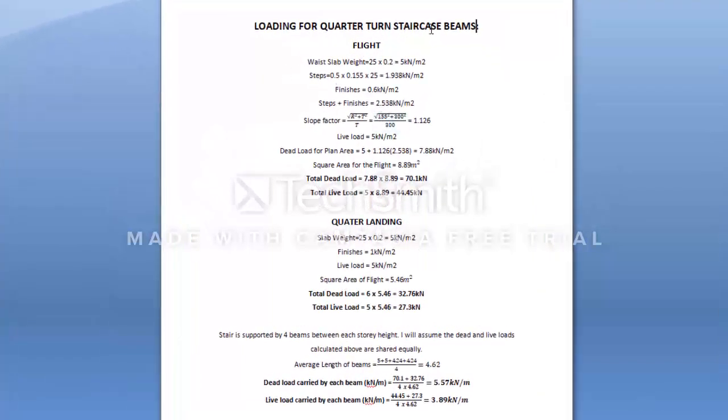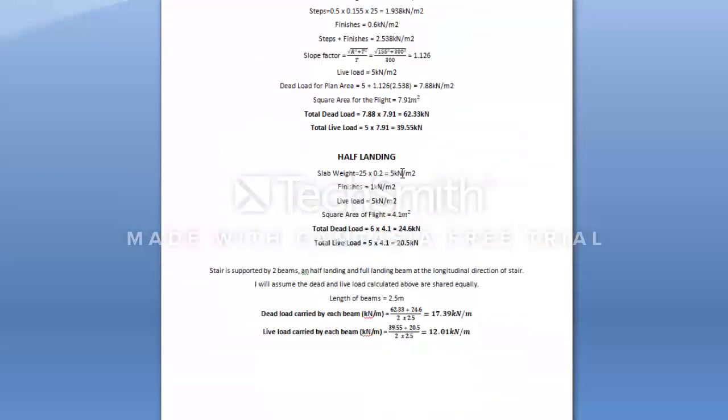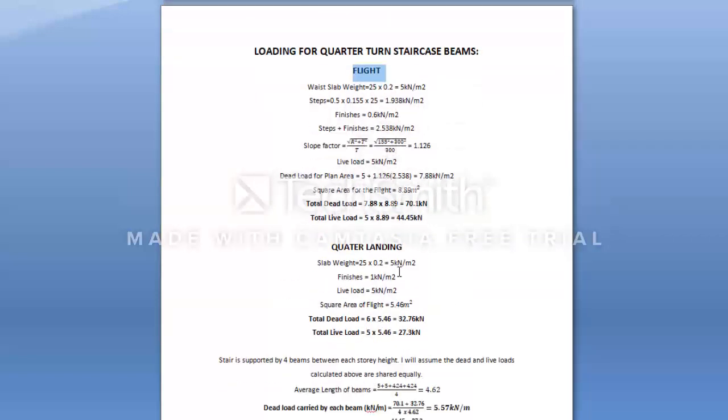So the loading for quarter turn staircase beams. We start from the flights. What we did for the half turn staircase, we calculate the loading for the flight and the half landing, and then we also compute the plan area of the flight and plan area of the landing, and we use it to compute our dead and live load for each of the beams. So for the flight, we have our weight of slab by using a 200 slab. So our weight will be 5 kN per meter square. Remember, 25 is the unit weight of concrete, which I've specified to be 25.